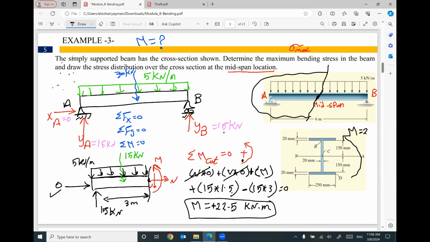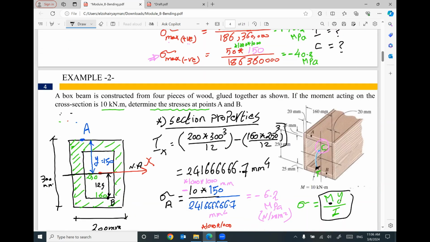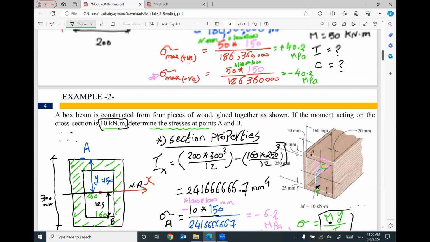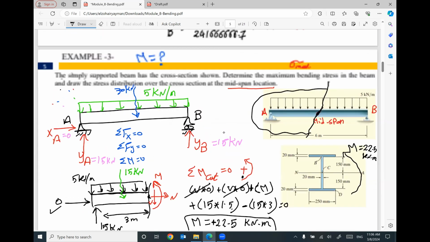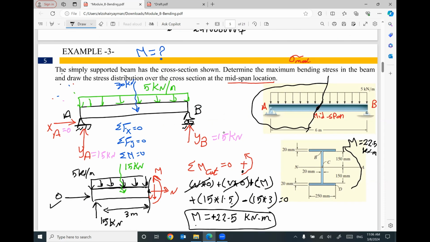And this moment equals 22.5 kilonewton meter. Keep in your mind, in the previous two examples, the bending moment value is given. But in this example, I used engineering mechanics to figure out the bending moment value at the mid-span. Why the mid-span? Because the problem is looking for the moment at the mid-span. Does that make sense? Based on your calculation, this value of the moment is positive. That means the direction you assumed is correct. So this arrow is correct. I have to put it as it is on the cross section. This is the first part of the problem.